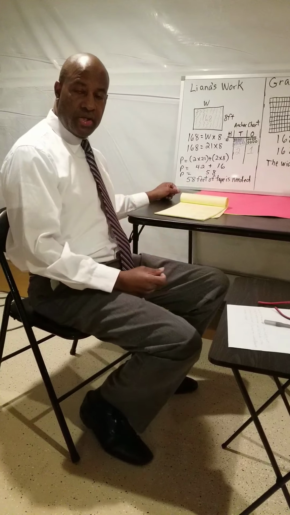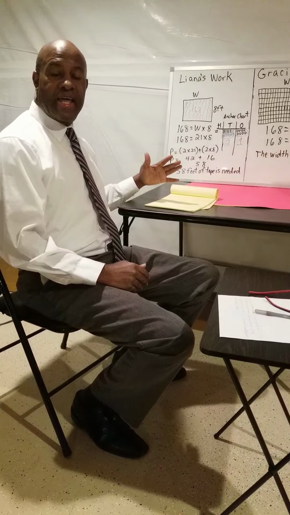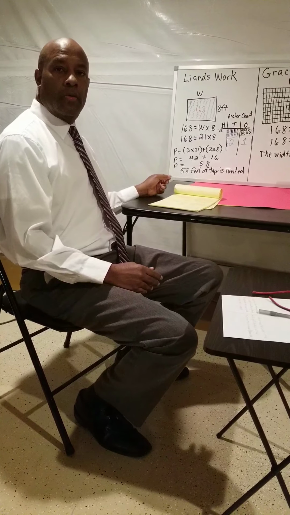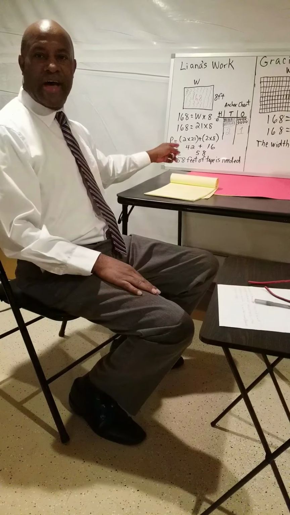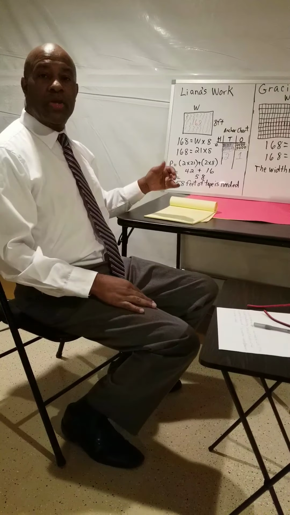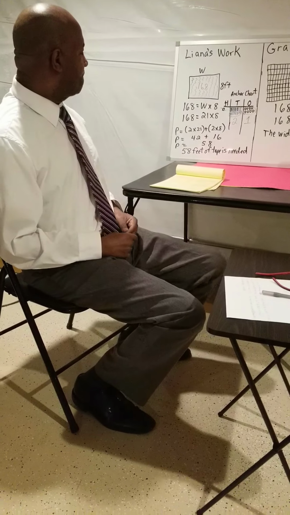She knew the area, she knew one side. So that lets you know when you only have one known side, boys and girls, you have to divide. When you know both the length and width, you have to multiply.